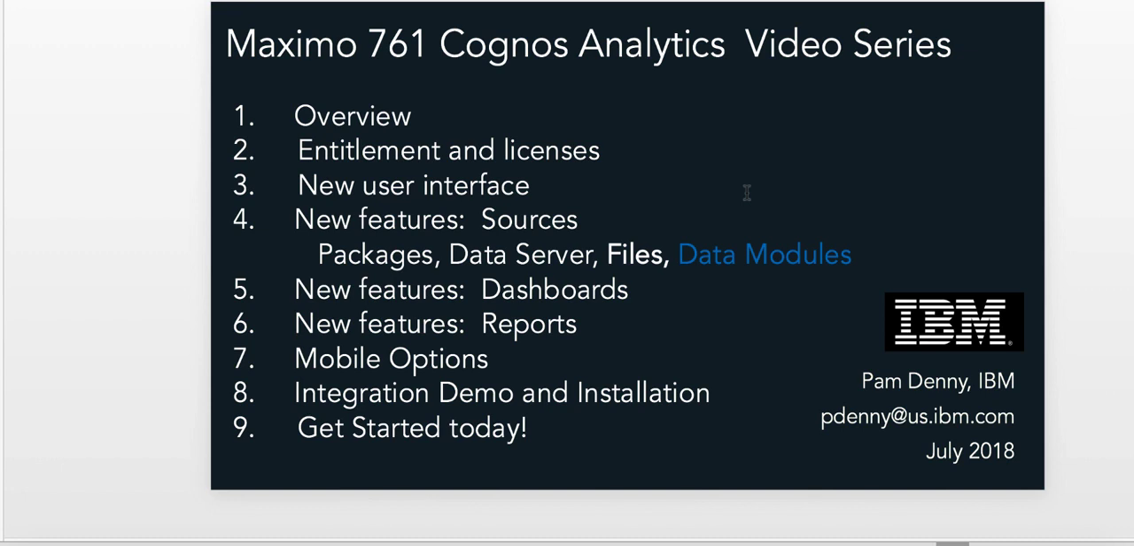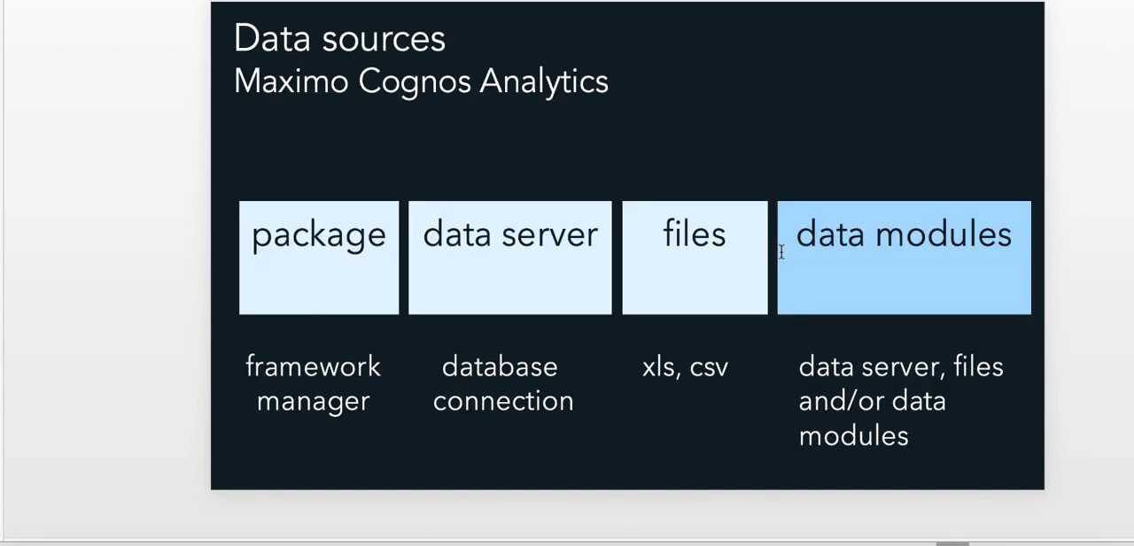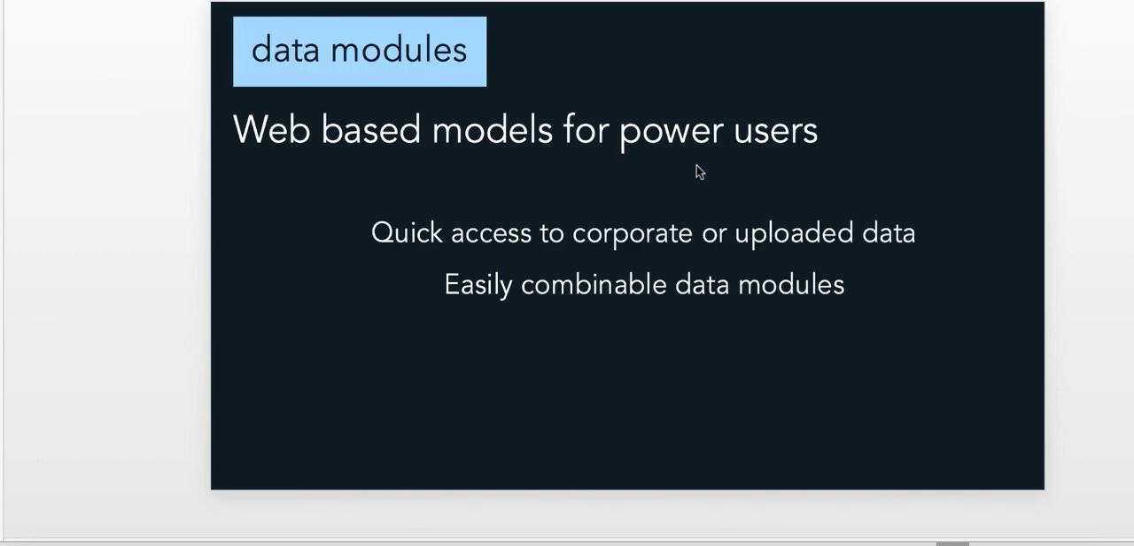And I'm so excited as we continue our discussions on Maximo 761 with Cognos Analytics and specifically our data modules. As we've been discussing, Cognos Analytics has greatly extended its functionality with its latest release, and we are now able to have a number of different data sources for our reports and dashboards, including packages, data server, files, and data modules. Data modules really brings everything together.